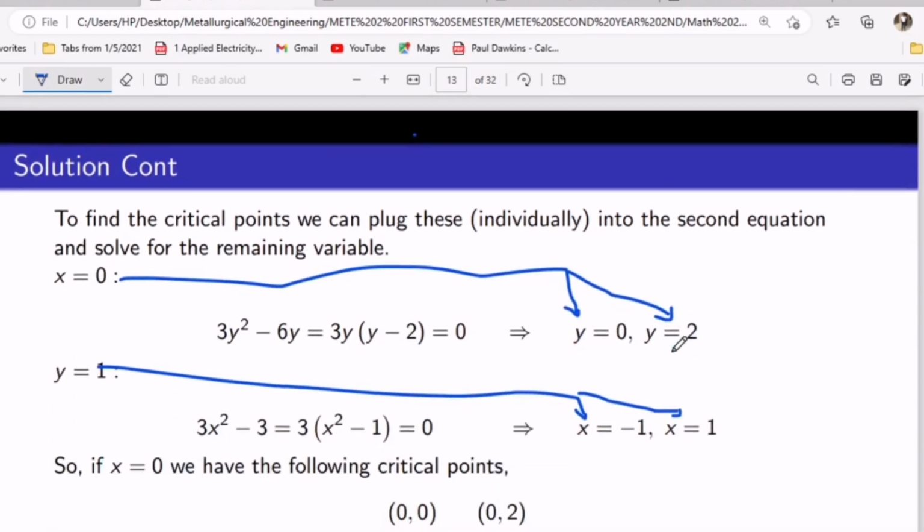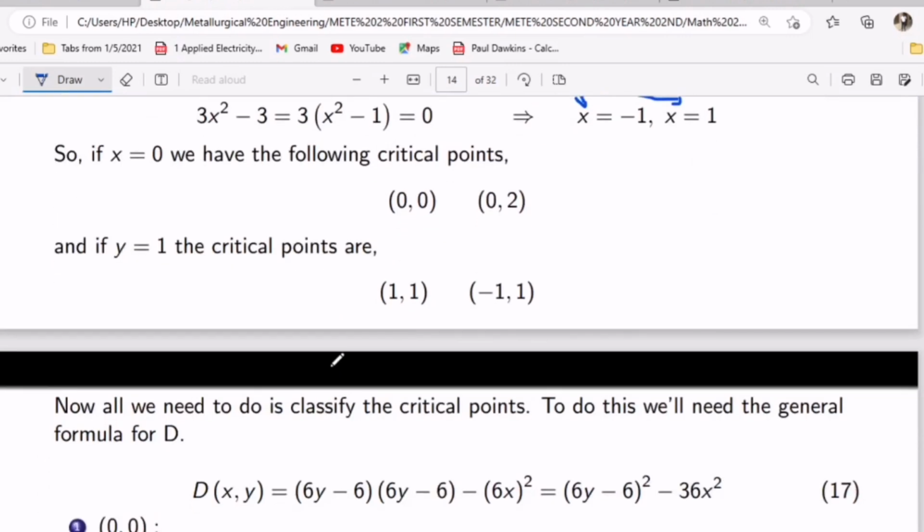So in this case, when they had x is equal to 0, they substitute it into equation 2, and they'll get their corresponding x and y. In this case they had y values, so you're just going to do x, y, x, y. So you're going to get (0, 0), and then (0, 2). Here, when y is equal to 1, you're going to get what? (Negative 1, 1), and what? (1, 1). And then you classify the points.